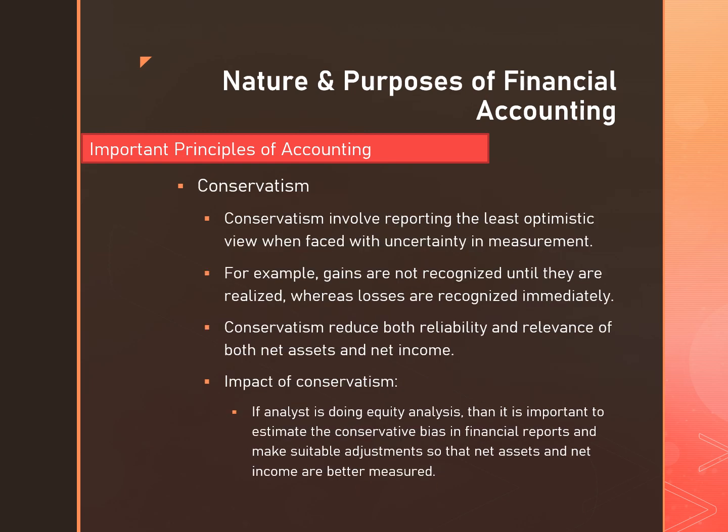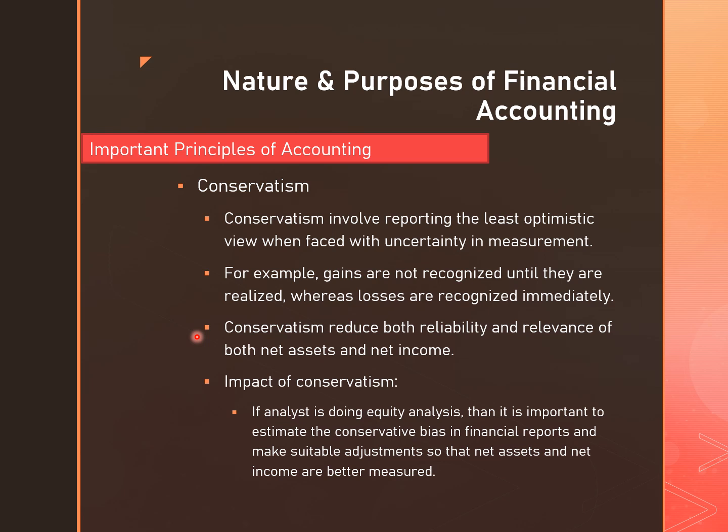The next important principle of accounting adalah conservatism. So, conservatism ni involve reporting the least optimistic view when faced with uncertainty in measurement. So, bila kita tak tahu nak measure satu item tu berapa, kita akan apply the concept of conservatism ataupun prudence concept. So, contoh dia, apabila you ada gain, you tak recognize immediately until they are realized. Maksudnya bila you dah layak menerimanya. Okay. Dan kalau loss, you akan recognize immediately. Tak kisahlah dah incur ataupun belum. Okay. Bila you jangkakan adanya loss, you akan terus recognize. So, you are prudent ataupun conservative.